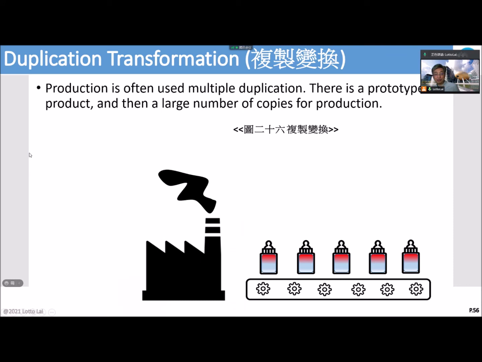The last one is duplication. It's like our production. Duplication is our production. It uses the prototype and duplicates, copying many times. So this introduces the basic transformation.